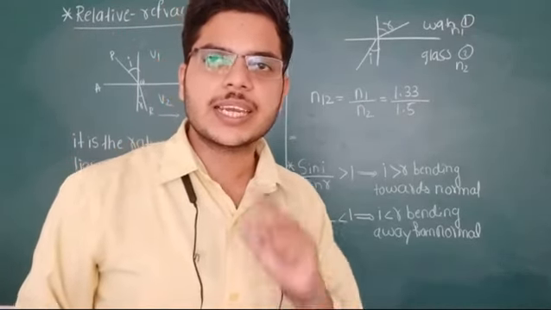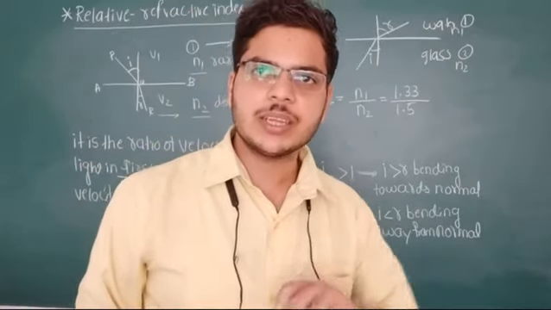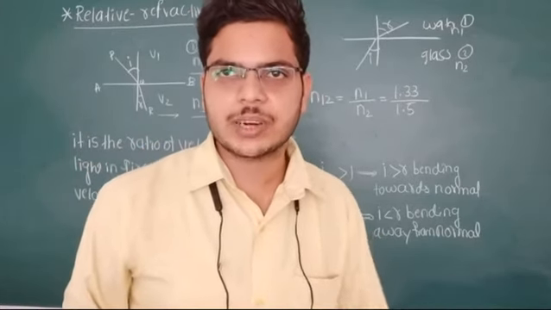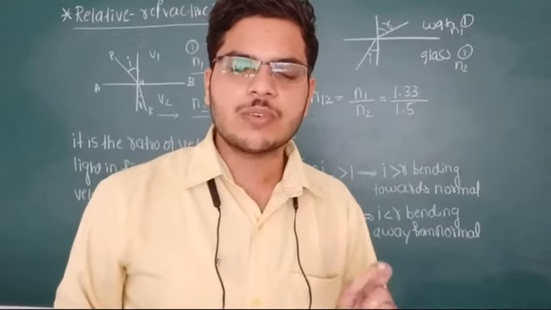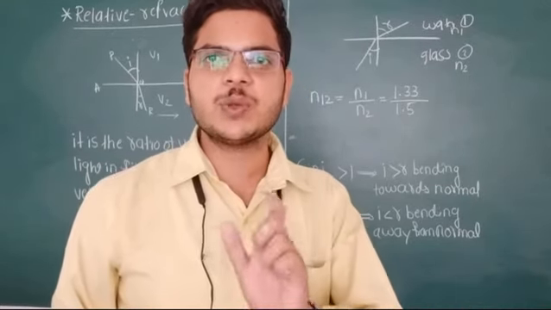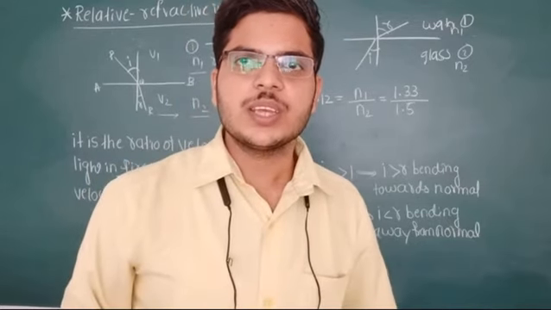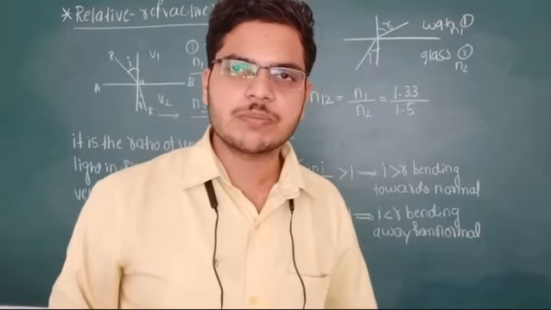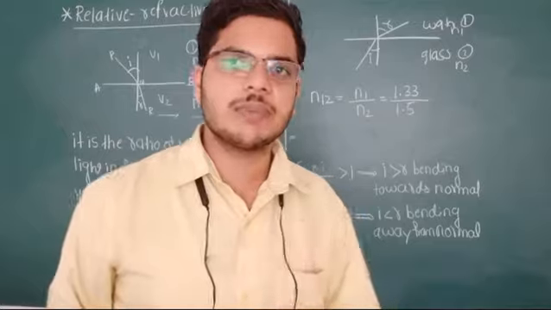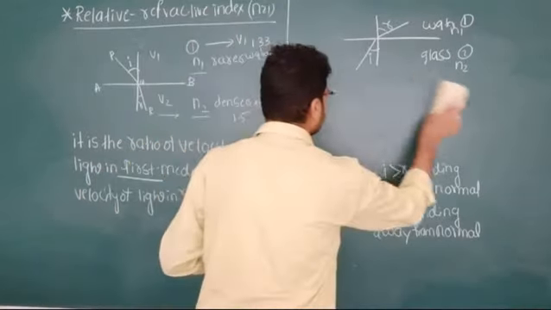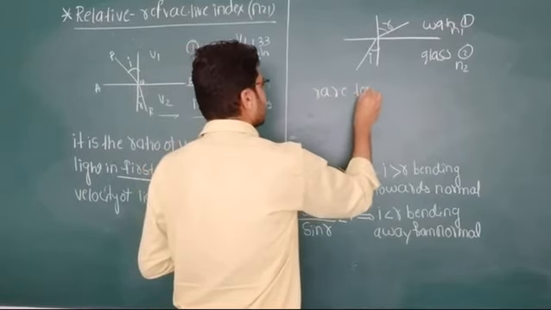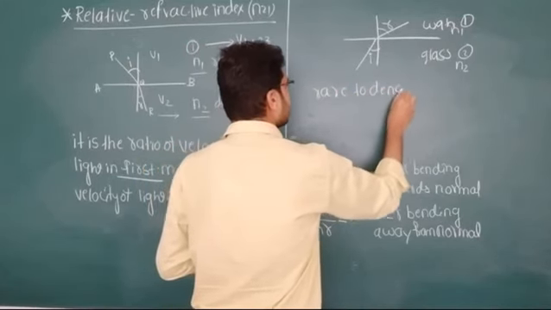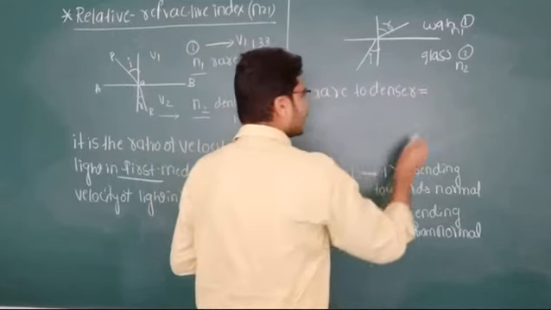Therefore, the relative refractive index can be less than 1 or greater than 1. Is it clear? It depends upon from which medium to which medium you are sending the ray of light. If the ray of light is going from rarer medium to denser medium, then we call it N21.